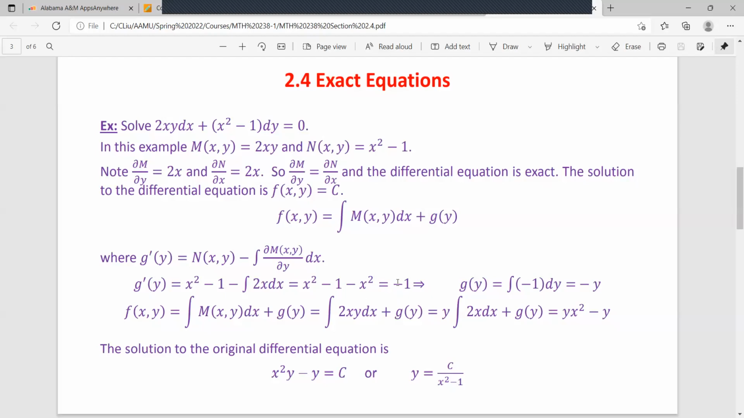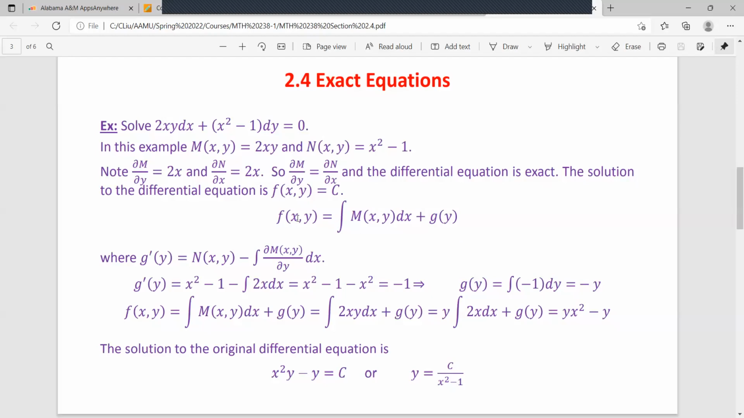If we integrate on both sides, we get g equals the integral of -1 with respect to y. So you get -y. So we found that g(y) equals -y. And we don't have to worry about the arbitrary constant here. The arbitrary constant will be at the end of the solution, f(x,y) equal to c. So this is just the first step to find g, and then we can use this g to find f.